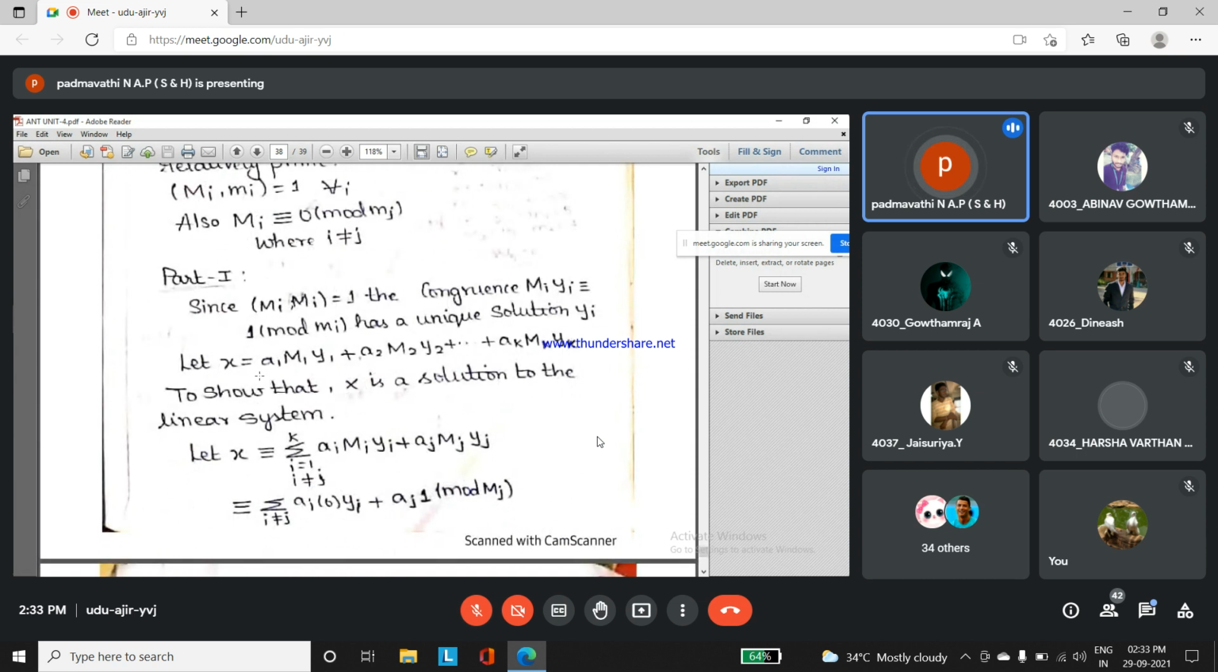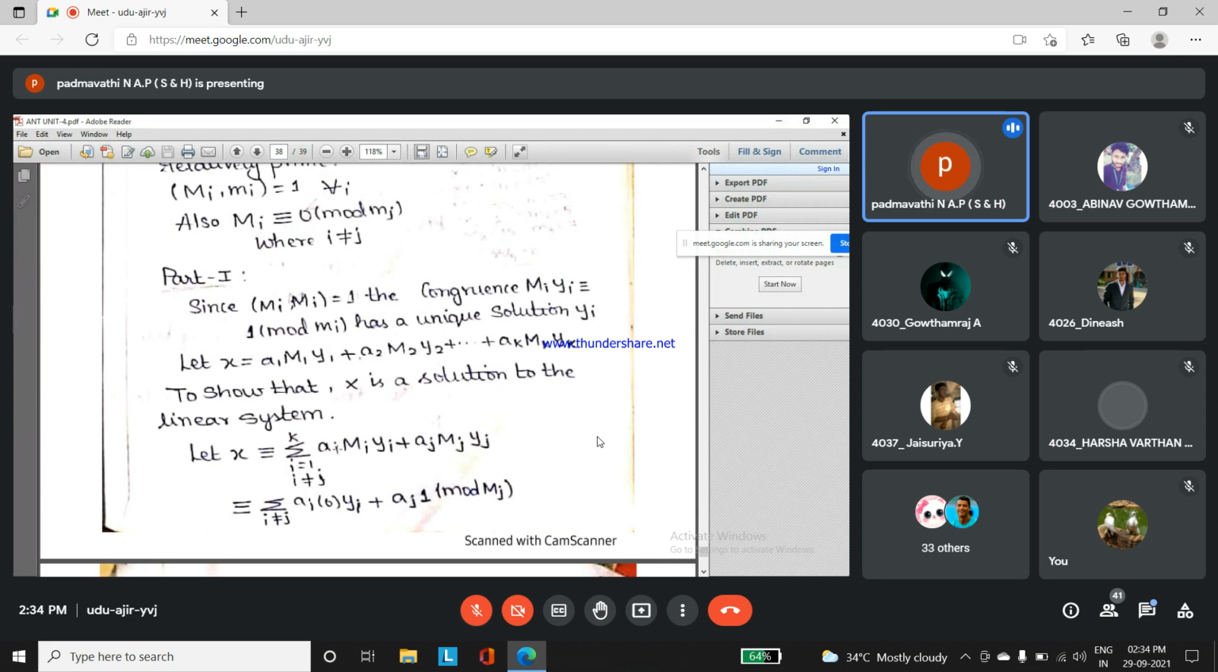Okay, so let x is equal to, here consider x is equal to a1 M1 y1 plus a2 M2 y2 plus etc. ak Mk yk. Okay, now we have to prove that x is a solution to the linear system. Okay, that is x has a unique solution to the linear system. Okay, that is let x is congruent to the summation of i equal to 1 to k, then i is not equal to j to k, ai Mi yi, okay, it is the general formula, plus aj Mj yj.